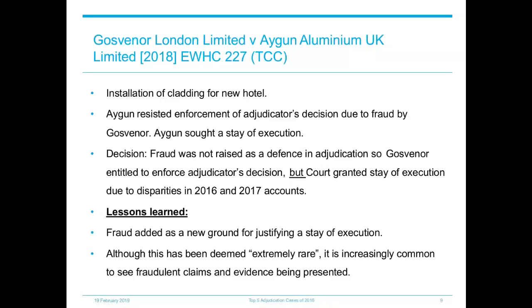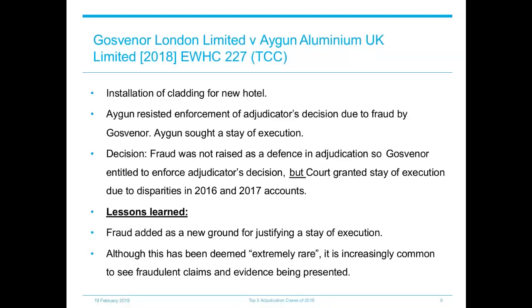There were questionable disparities between Gosvenor's 2016 and 2017 accounts, which Gosvenor provided no evidence to rebut in the hearing. The court found that it was necessary to look into the fraud allegations further and decided therefore not to enforce the adjudicator's decision until that investigation had been undertaken.